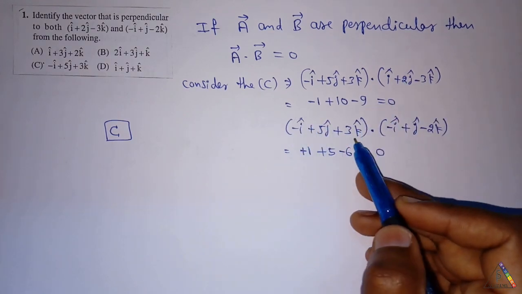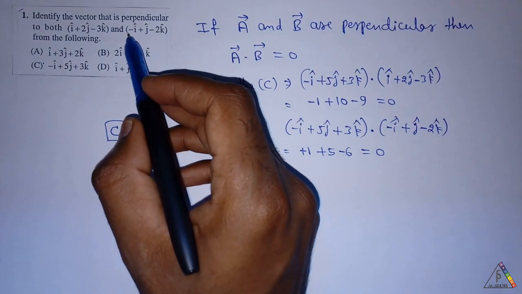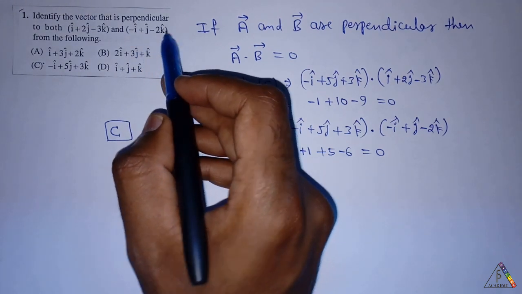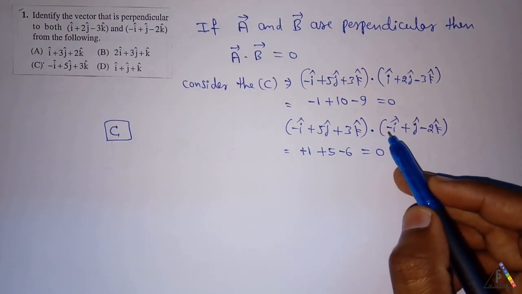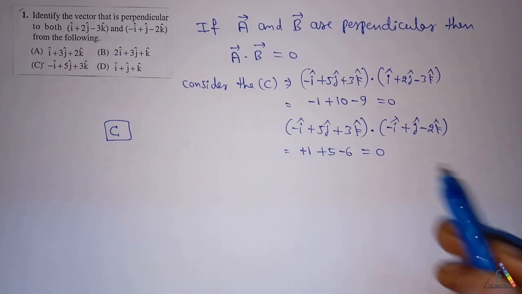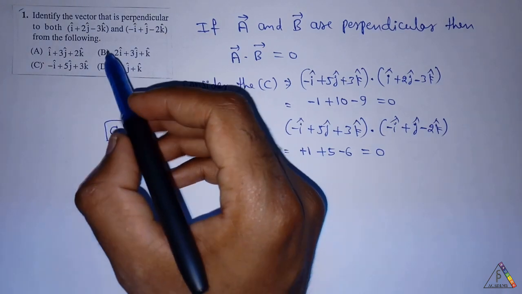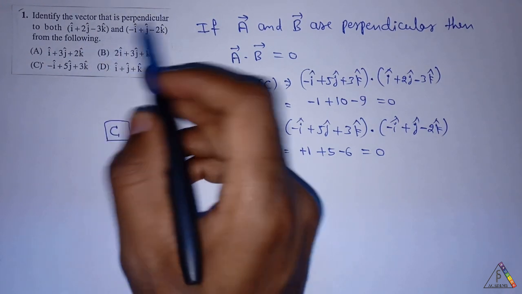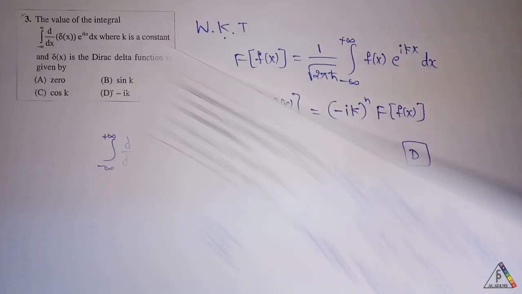Again I am considering the vector which is in C option and taking the dot product with the given vector minus i cap plus j cap minus 2k cap, then the dot product of these two will give 0. Therefore we can say that C vector is perpendicular to both the given vectors. Therefore for this question the answer is C option.